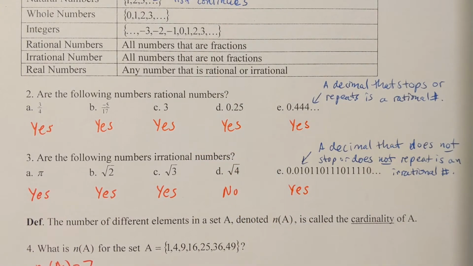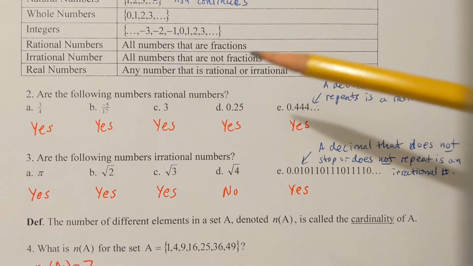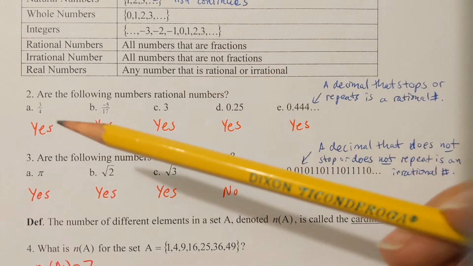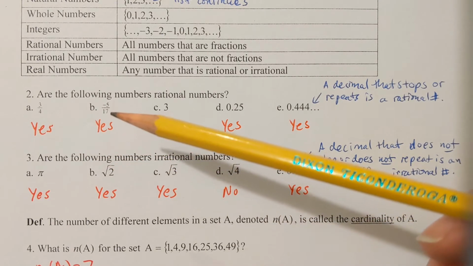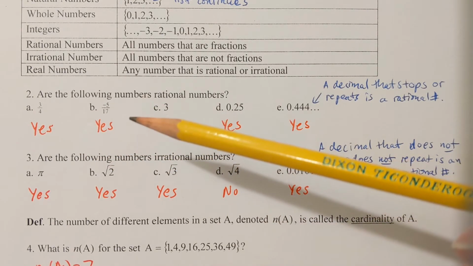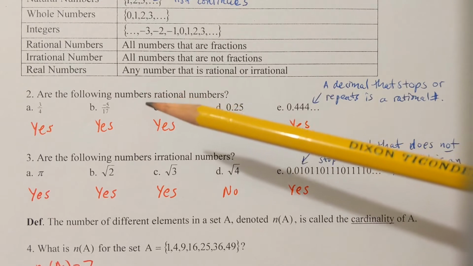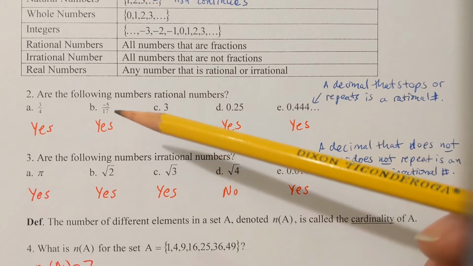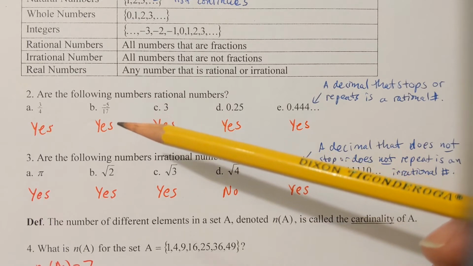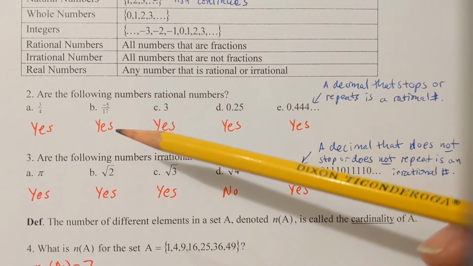And number 2, are the following numbers rational numbers? Well, a rational number, again, is any number that's a fraction. So part A, when I say 3/4, yeah, that's a fraction. Now a fraction can mean that the numerator or denominator is an integer. An integer could be positive or negative. So when I say -5/17, yeah, that's a rational number.